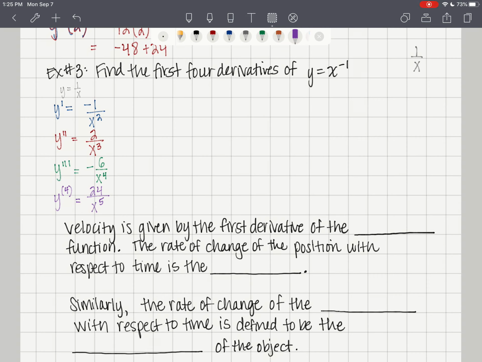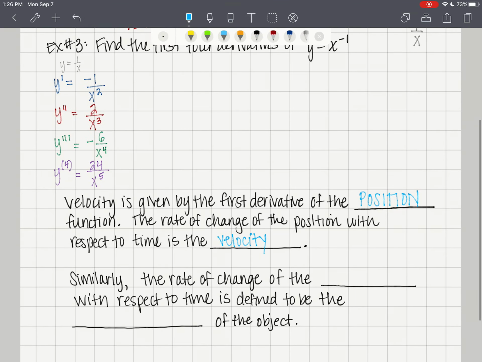Okay, velocity, we've talked about this. Velocity is given by the first derivative of, and I know some of you can say it because you said it before, the position function. It is the first derivative of the position function. The rate of change of the position with respect to time is the velocity. Okay, so saying it forwards, velocity is given by the first derivative of position. The rate of change of position with respect to time is called the velocity. And notice how we're saying rate of change, not average. We're saying rate of change.